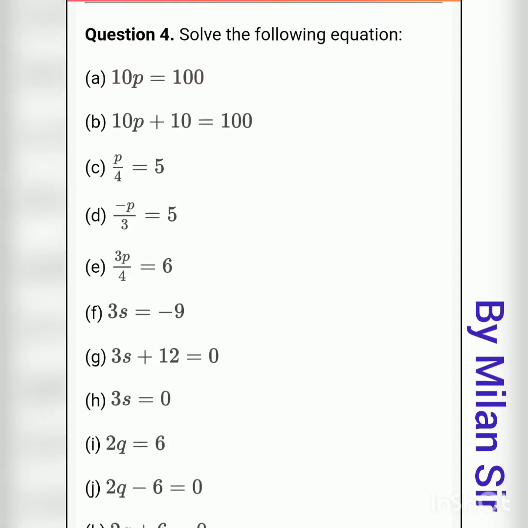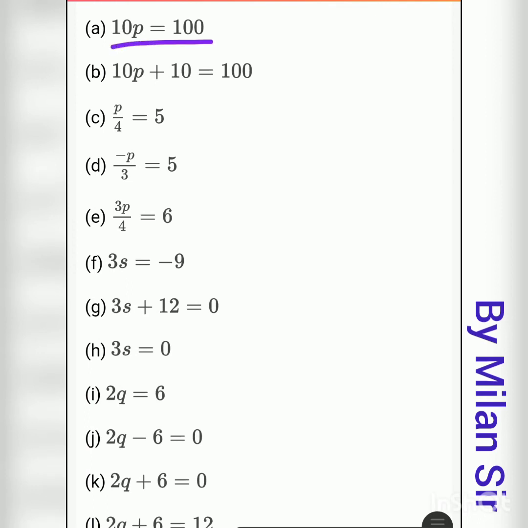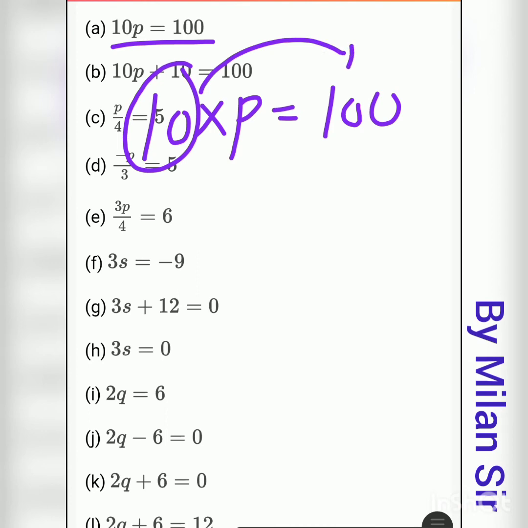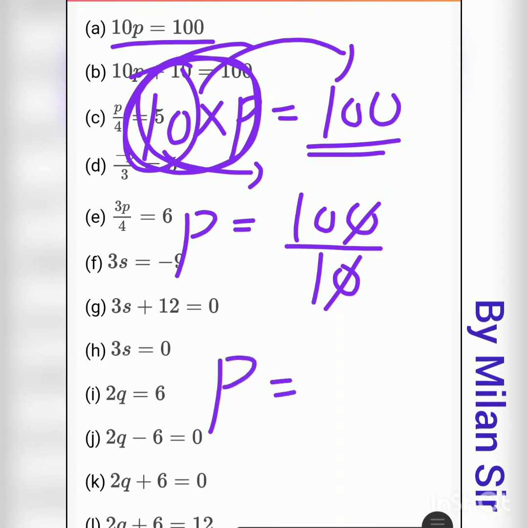Here question number 4, again solve the following equation. First question is 10p is equals to 100. 10p, that means 10 multiply p is equals to 100, right? Now this multiply 10, if we transfer to the right hand side, it goes to the denominator. So here first of all we have 100. Now this multiply 10 we need to write in denominator. Okay, here 10 it is in multiplication with p. If we transfer it to the right hand side, it goes to the denominator. So 0 0 cut, p is equals to 10. So this is the answer.